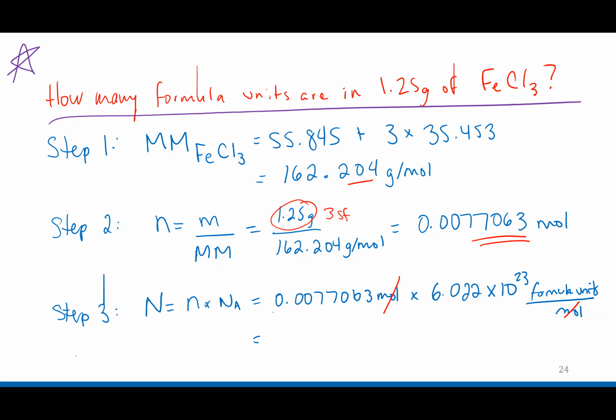Make sure if you're doing this along with me, you use your exponent button on your calculator. And I end up getting 3 significant figures, 4.64 times 10 to the 21 formula units. All right, there we go. That's it. That's the problem.